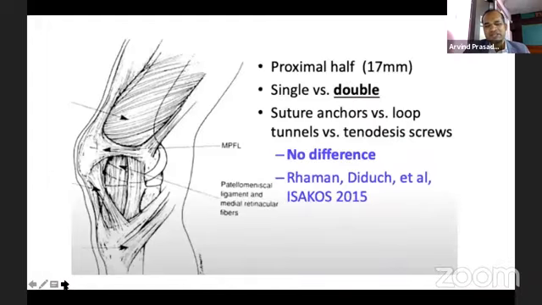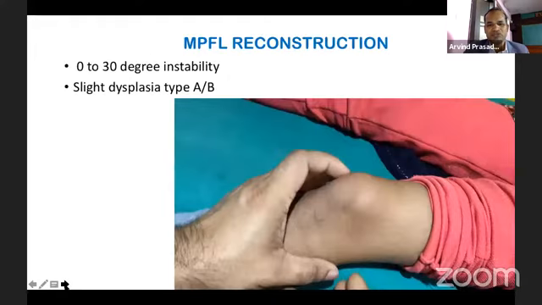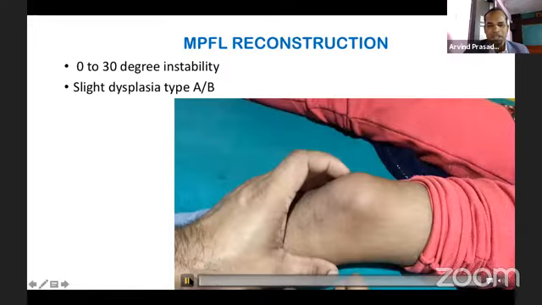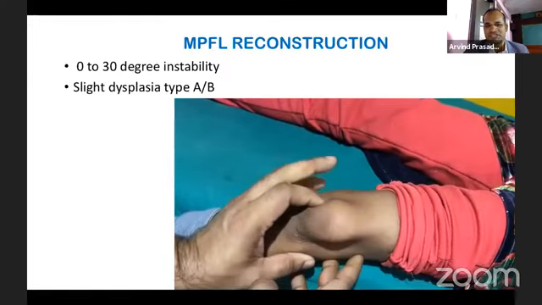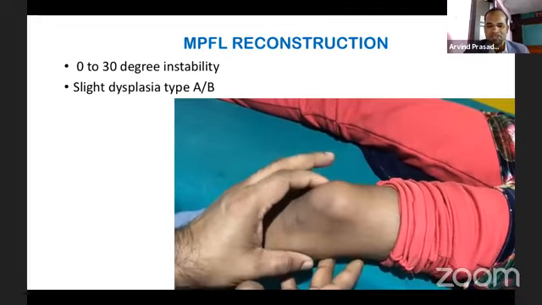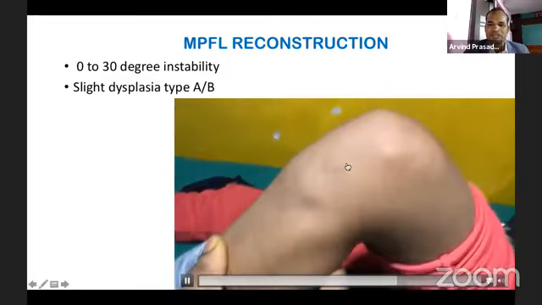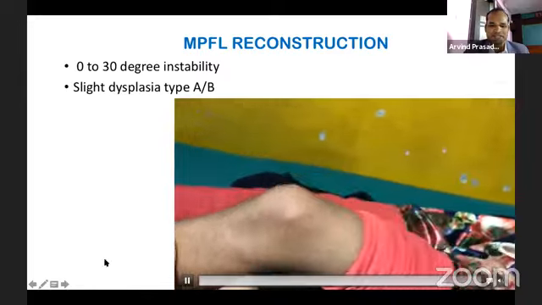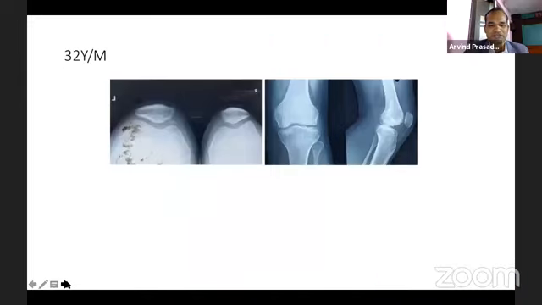It can be done single bundle, double bundle, anything, using suture loop, tunnel, tenodesis, and literature says there is no significant difference. Over the patella, it should be the upper half. Usually isolated MPFL reconstruction should be done for those who have instability in 0 to 30 degrees, and also where dysplasia is low grade, usually type A or type B dysplasia of the trochlea, without significant patella alta. Like in this case, the isolated MPFL reconstruction was done.